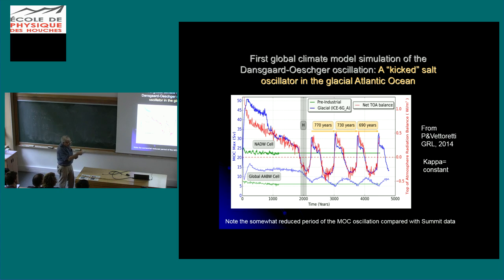This I've labeled H because I see this as a pseudo Heinrich event. There are no icebergs in the model, right? This is just a hammer that hits the ocean in such a way as to massively decrease the strength of the overturning circulation, subsequent to which the bell rings. It rings on a time scale which is a little short.